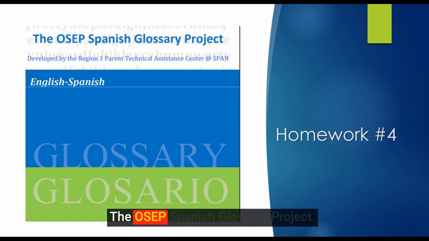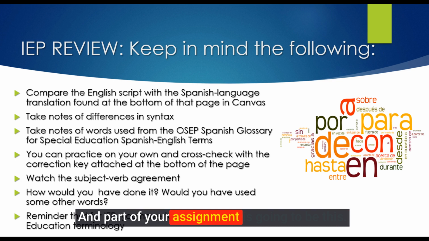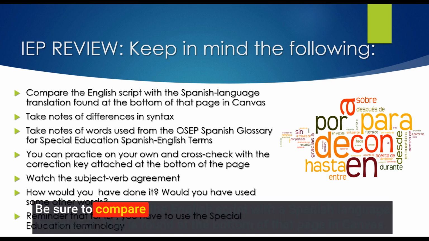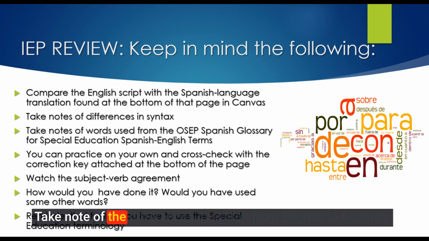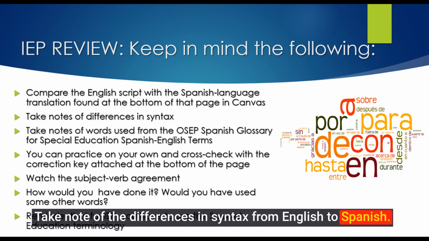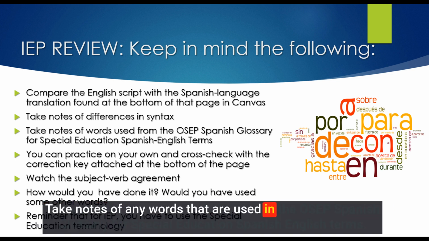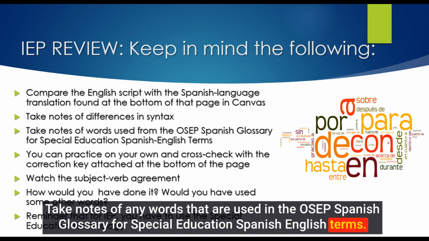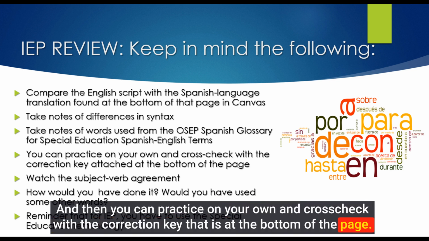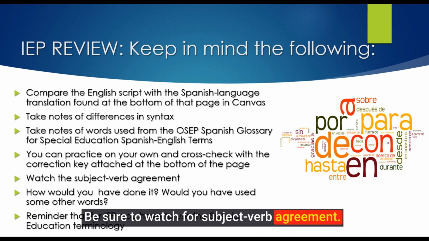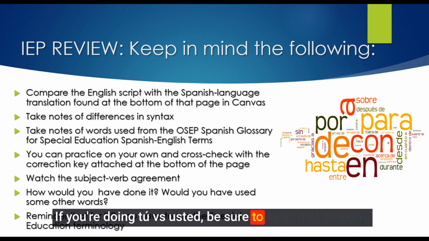The OSEP Spanish Glossary Project. This is going to help you with homework 4. And part of your assignment is going to be this. Be sure to compare the English script with the Spanish language translation that is found at the bottom of that page in Canvas. Take note of the differences in syntax from English to Spanish. Take notes of any words that are used in the OSEP Spanish Glossary for Special Education, Spanish-English terms. And then you can practice on your own and cross-check with the correction key that is at the bottom of the page. Be sure to watch for subject-verb agreement. If you're doing tú versus usted, be sure to keep that straight.